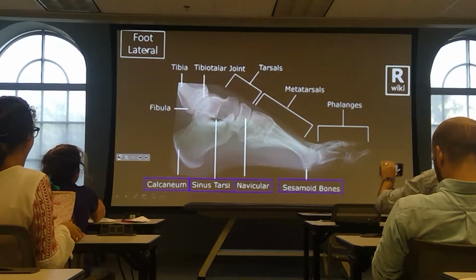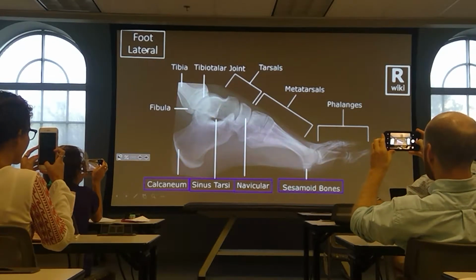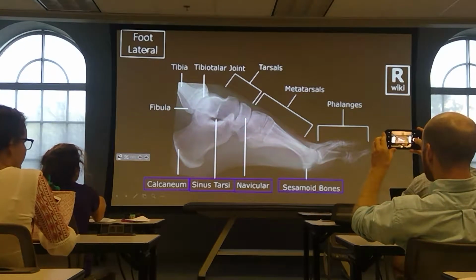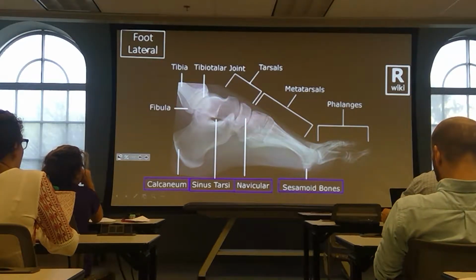Again, this is a foot lateral, so you've got your calcaneum, your sinus tarsi, your navicular, and then your sesamoid bones. Everybody has little itty-bitty sesamoid bones. You have them in your feet and in your hands. You have one in your knee.